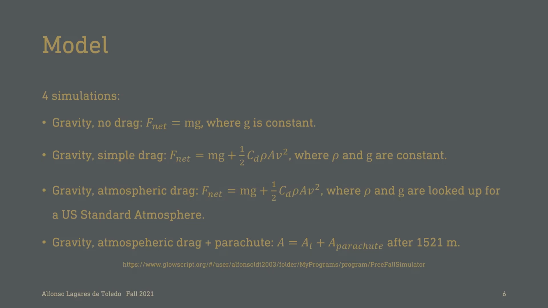The third model accounted for both forces but looked up the value of air density and gravitational acceleration as a function of height along the motion. Finally, a fourth model increased the area of the skydiver when its height reached the parachute deployment altitude in order to simulate parachute deployment and its effects on trajectory. The code was not included due to its extension, but it can be found on the link in the description.